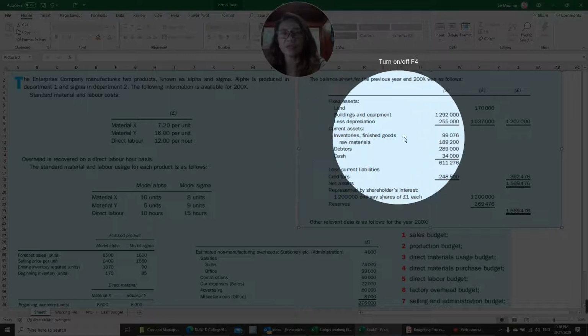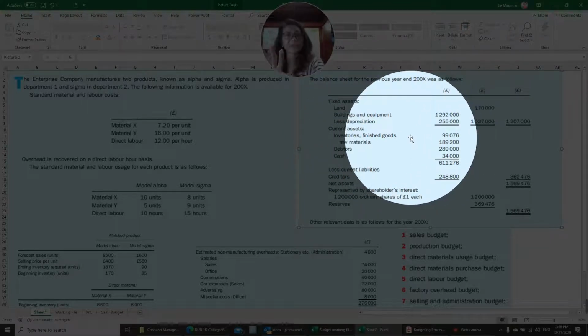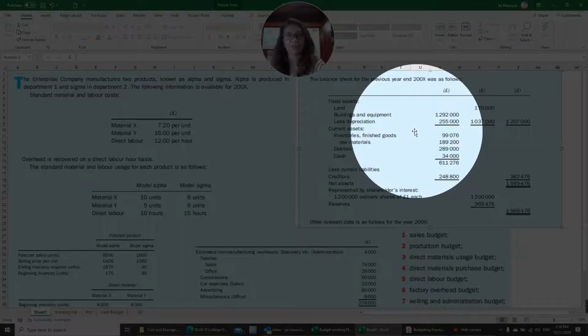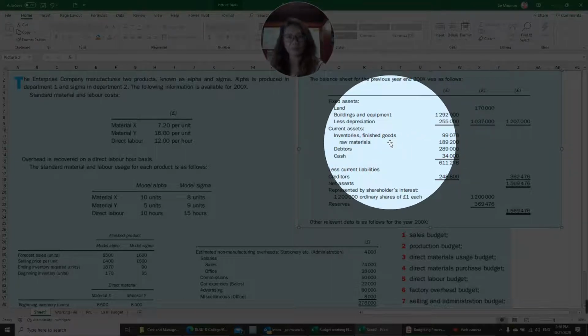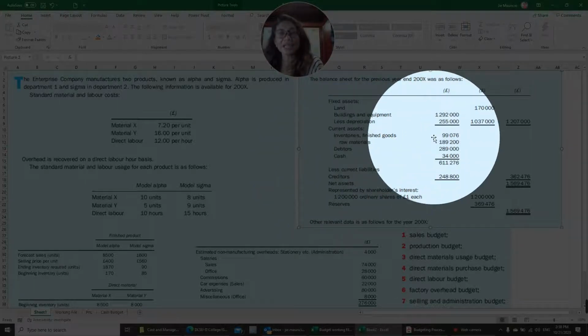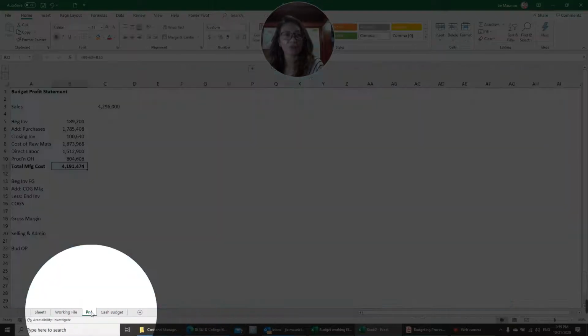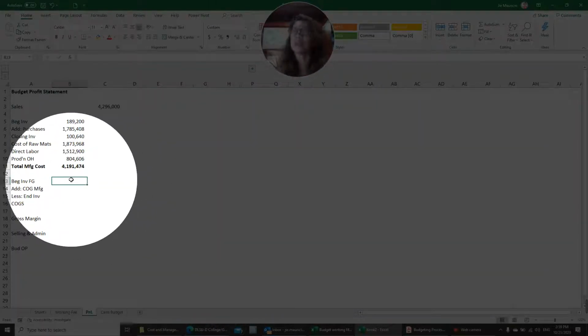So inventories, finished goods, this is on the balance sheet. This is the ending inventory from prior period. Now, the ending inventory from prior period will be your beginning inventory for the next period. So, inventories finished goods is 99,076. So, we go back to the P&L and encode 99,076. Again, it's better that your FS, balance sheet, and all other things are all encoded in Excel so that you can easily link the formulas and cells. And then, beginning inventory plus cost of goods manufactured is your total goods available for sale.